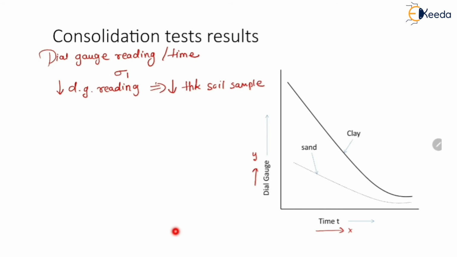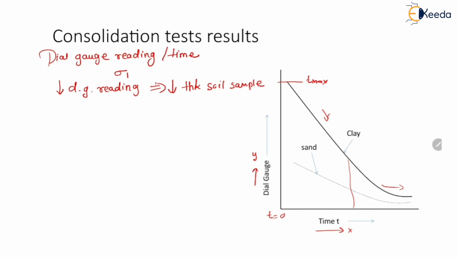So in this plot we can see that immediately after the application of load, that means at t equal to 0, the thickness of the soil sample is maximum. This thickness gradually decreases as the time progresses. This decrease in thickness is rapid initially, but it slows down as the time passes. So here we can see that initially the rate of decrease of thickness is rapid. After that it slows down.